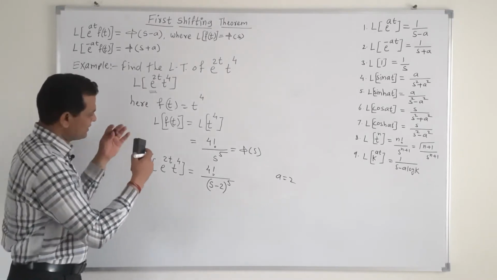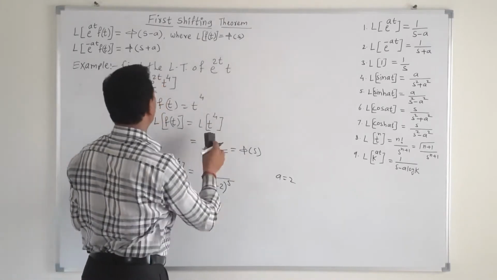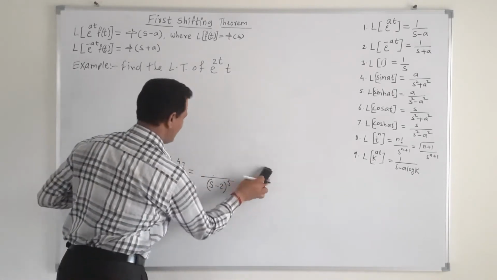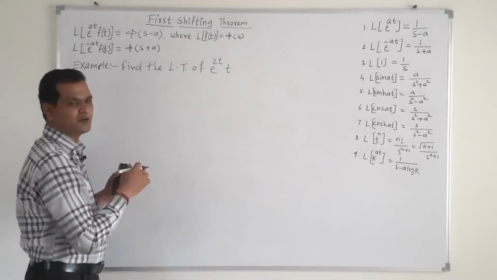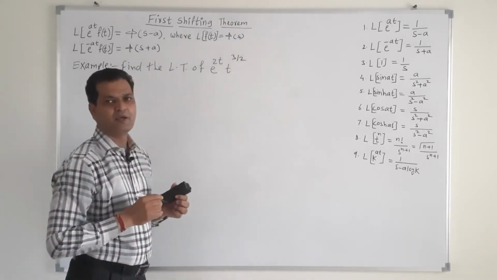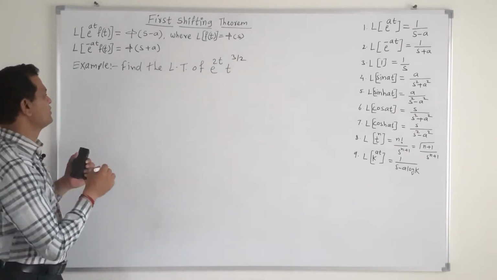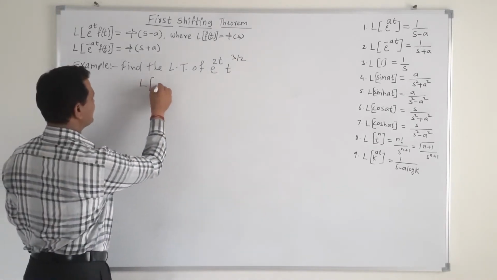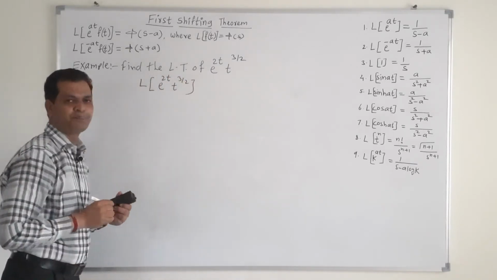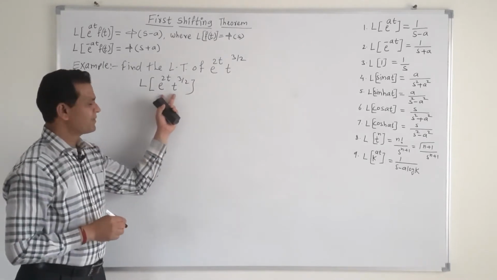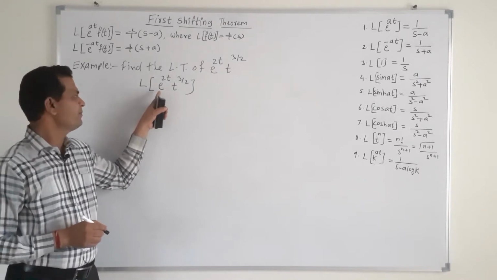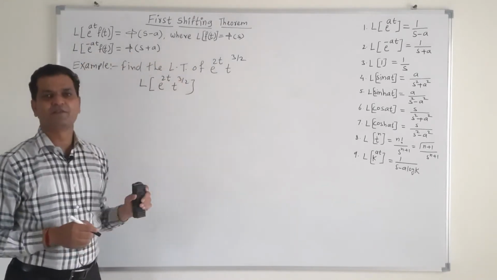Now to understand this, let's take the second example, one more simple example. Find the Laplace transformation of e raised to 2t times t raised to 3 by 2. Again, a simple example. Observe that this is the product of two terms, and out of these two terms, one term is an exponential function. So we can use the first shifting theorem.